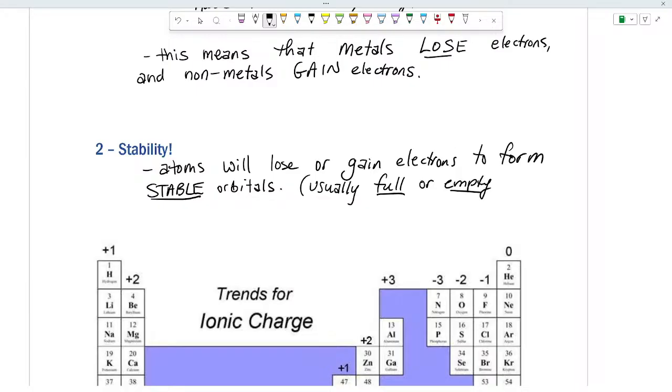And does anyone remember the word we use for the outer shell? We're going to say that usually we will gain or lose electrons until we get full or empty. It is the valence shell. Very good. So nonmetals are looking to fill up their orbitals, right? And the metals are looking to empty their orbitals, as a rule. Again, we're talking kind of at the edges of the periodic table here. The middle of the periodic table is going to behave kind of strangely. It's unpredictable.